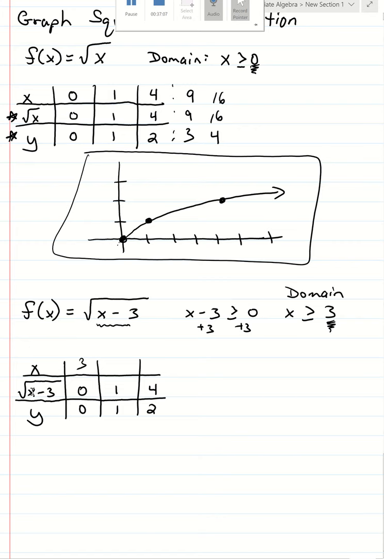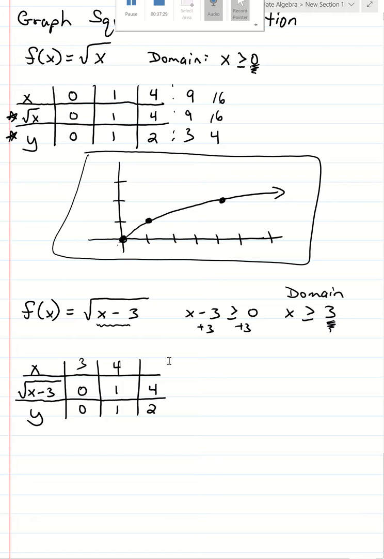But now I need another number. Let's come up with a number that when I subtract 3, it produces 1. Can you think of a number? Well, the number that when I subtract 3 gives me the number 1 happens to, of course, be 4, because 4 minus 3 is 1.